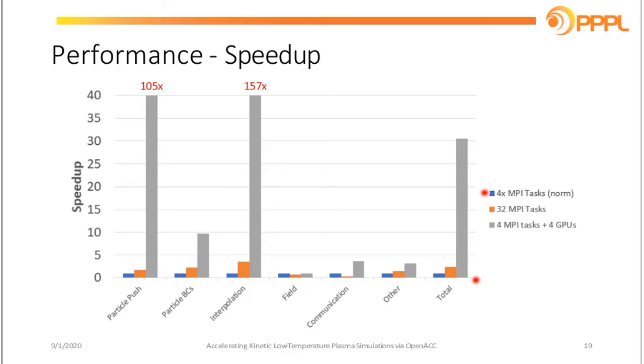But in comparison, we get a 30 times speed up using the GPUs compared to just the 4 MPI tasks, and around a 10 to 15 times speed up compared to utilizing all of the CPUs on a given node. So we were very happy with that performance gain.